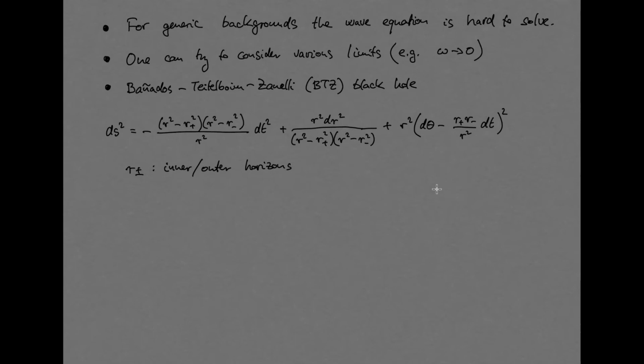So the metric is given by this formula. r is some radial direction, t is time, and theta is an angular coordinate. And it is asymptotically locally AdS3.